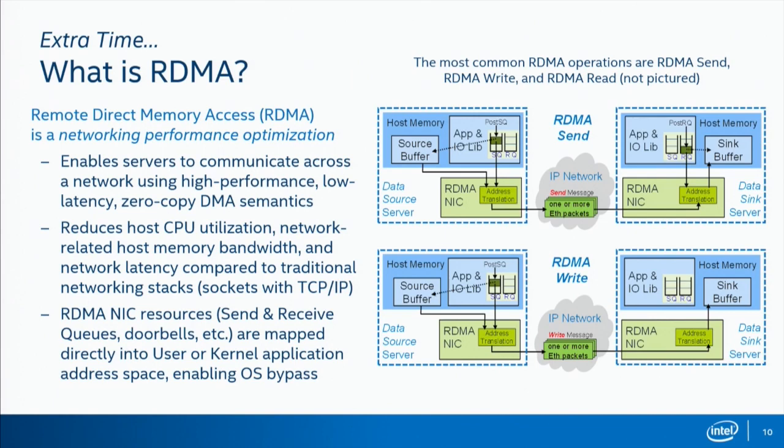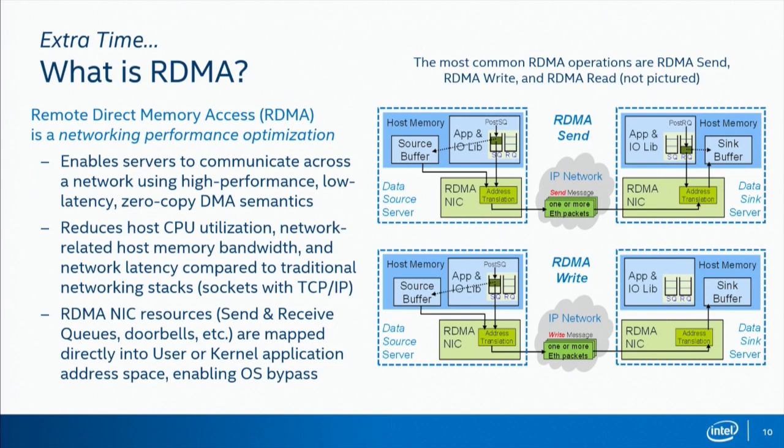Really at a very high level, it's a networking performance optimization. If you didn't want to improve your network performance, you wouldn't adopt it. You'd just keep going with sockets and TCP/IP. It enables servers to communicate across a network using DMA semantics. So if you know what a DMA engine does in a local machine, you can do that now across a network between two machines. And then, of course, it reduces CPU utilization, network-related host memory bandwidth, and network latency compared to traditional networking stacks.